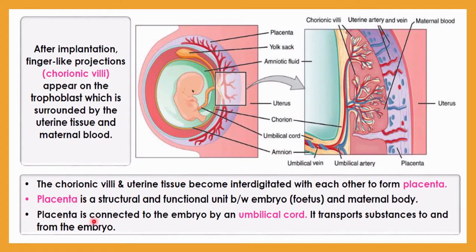The placenta is connected to the embryo by an umbilical cord. You can see here the placenta, and it is connected with the embryo by this cord, which is called the umbilical cord. It will transport substances, especially nutrition, to and from the embryo. So the very important role of the umbilical cord is to transfer substances to and from the embryo.